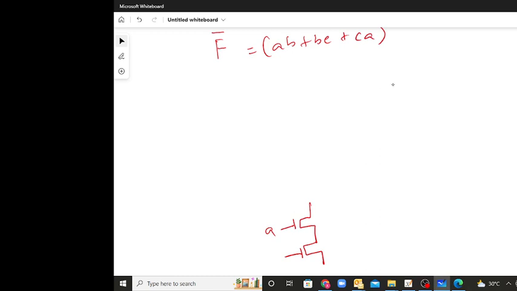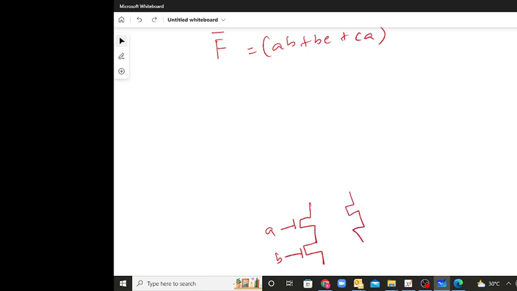So A and B, and then there is a plus symbol here. For this plus symbol, you need an OR operation, that is you have to put a parallel one in this, but BC will be 2 transistors in series.